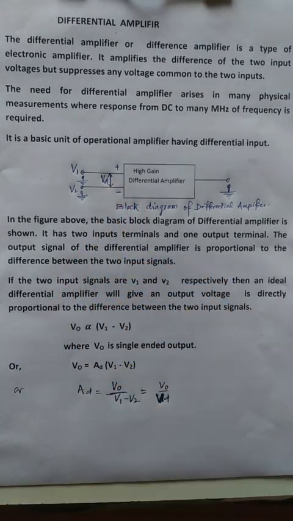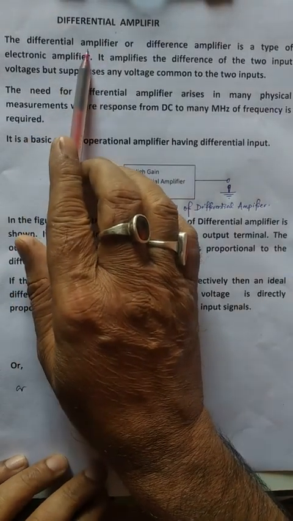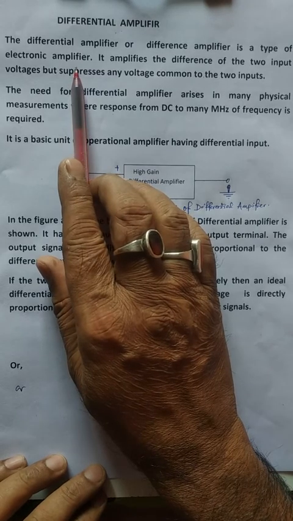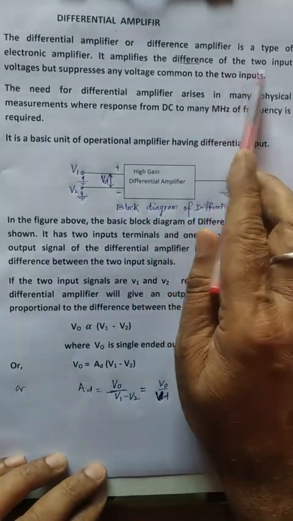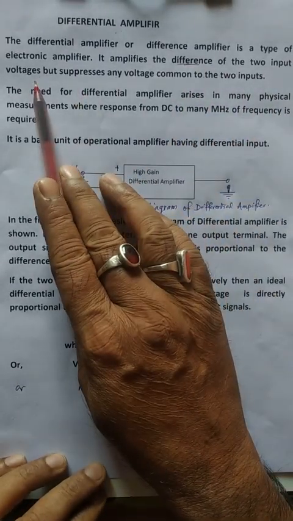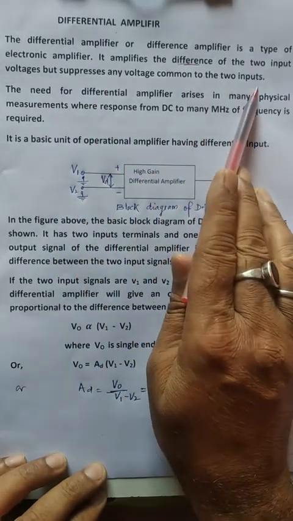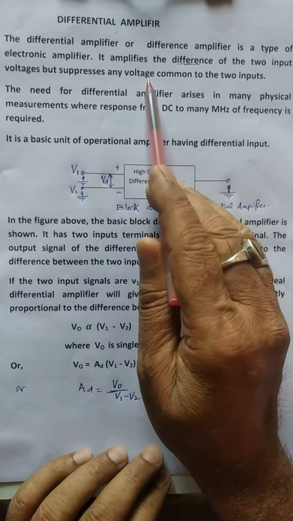It is a specially designed amplifier, because amplifier is of different types. Purpose, function of different type of amplifier is different. But the difference amplifier or differential amplifier is a type of electronic amplifier. It amplifies the difference of the two input voltages but suppresses or rejects any voltage common to the two inputs. This is the beauty of this amplifier.